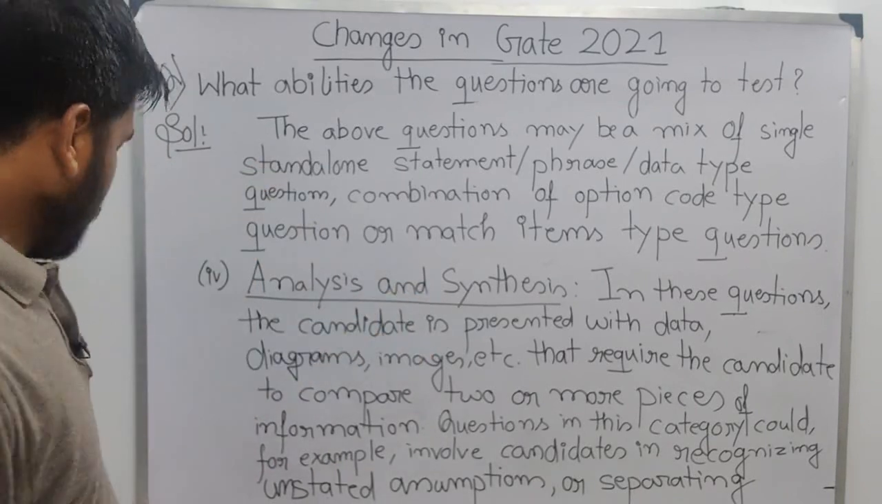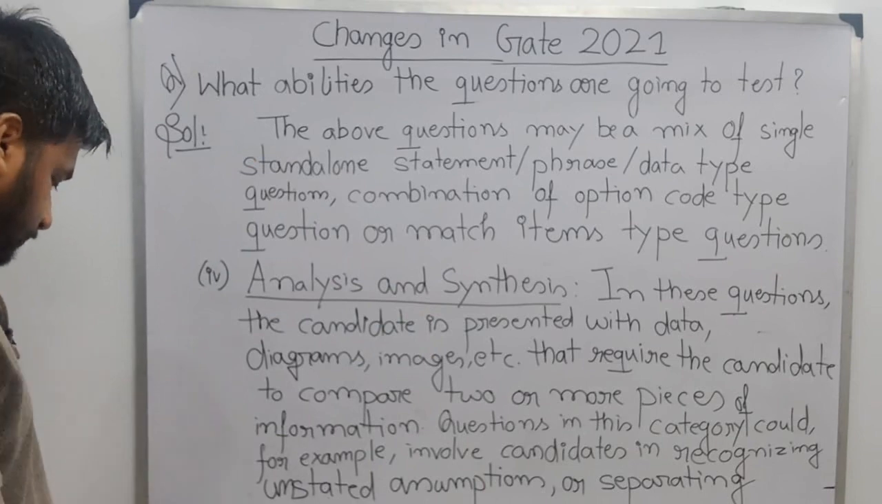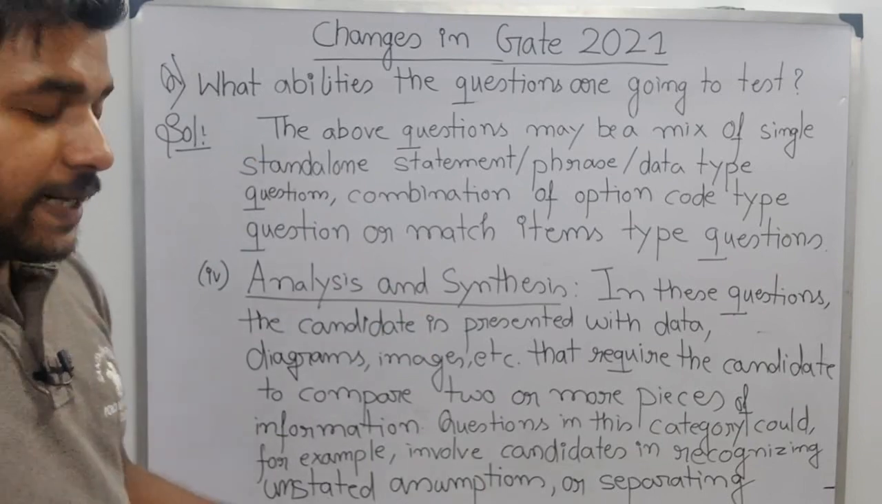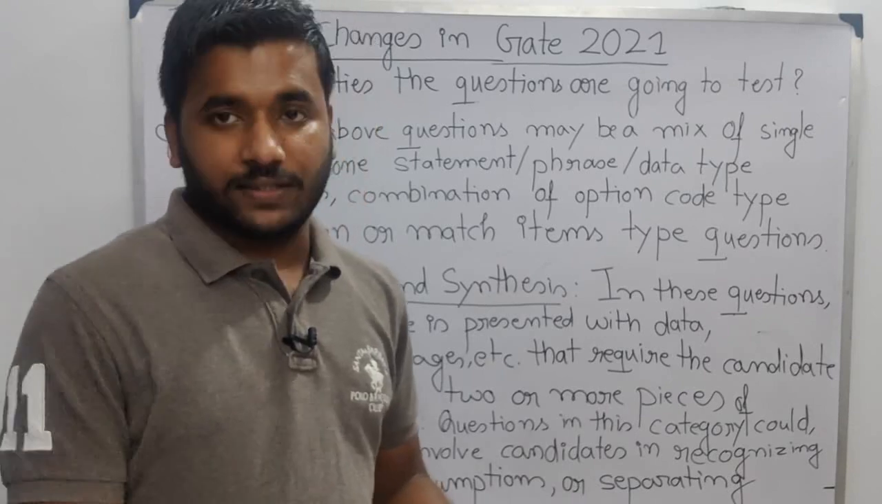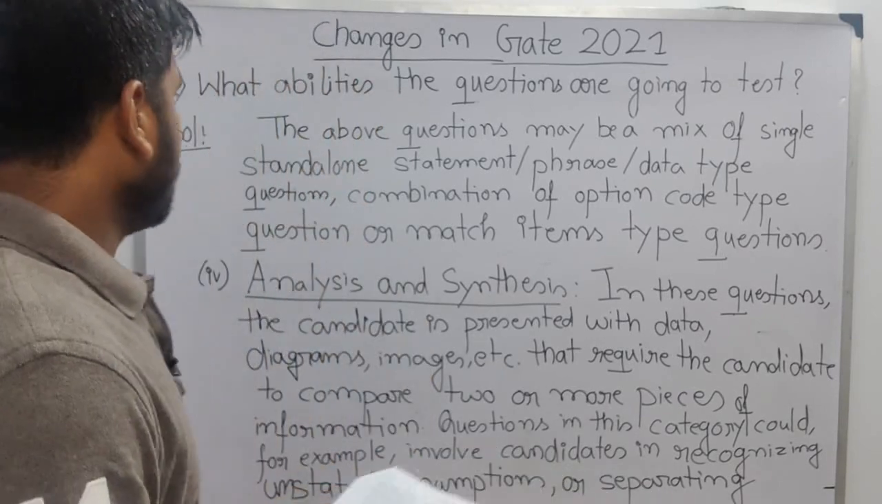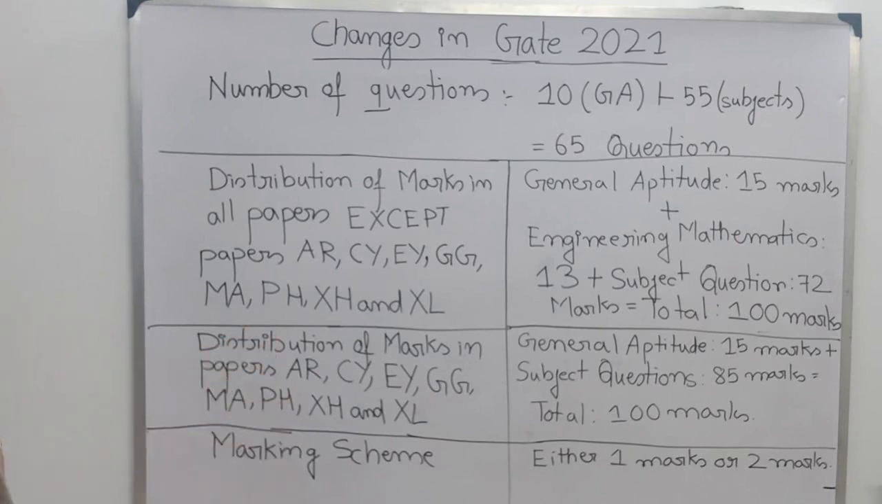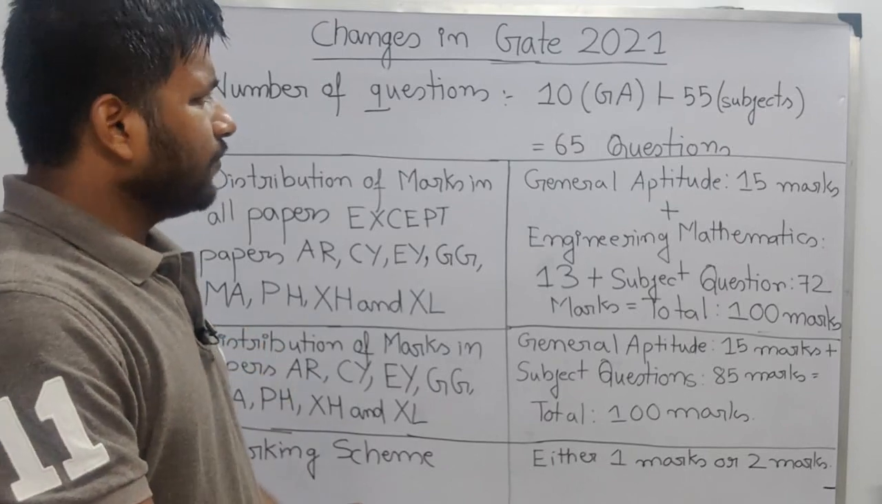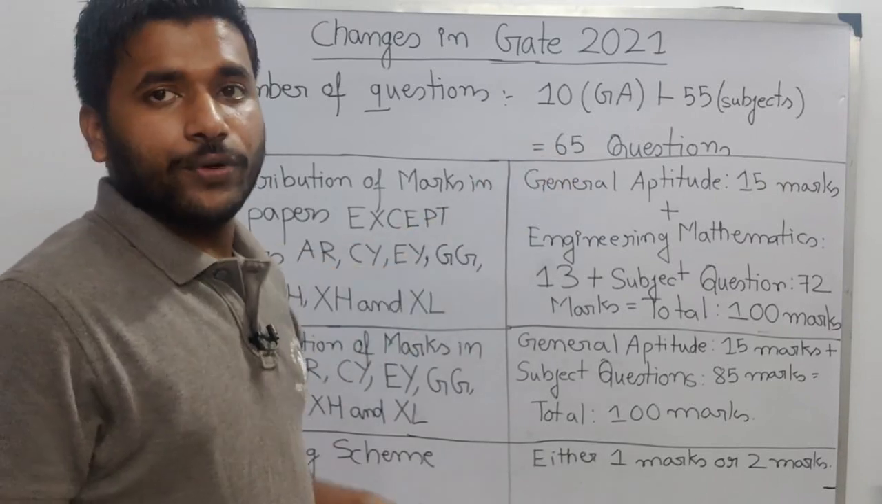So first we have seen recall, second comprehension, third application, and fourth analysis and synthesis. Now see the number of questions in GATE 2021. Even previously they asked 65 only. So 65 questions you are going to get.